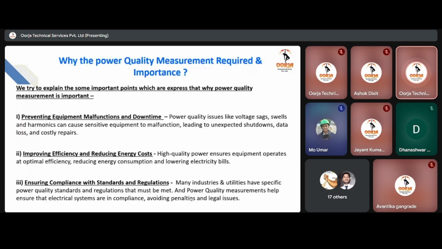Second point is improving efficiency and reducing energy costs. High power quality ensures equipment operates at optimal efficiency, reducing energy consumption and lowering electricity bills. Third point, ensuring compliance with standards and regulations. Many industries and utilities have specific power quality standards and regulations that must be met, and power quality measurement helps ensure that electrical systems are in compliance, avoiding penalties and legal issues.